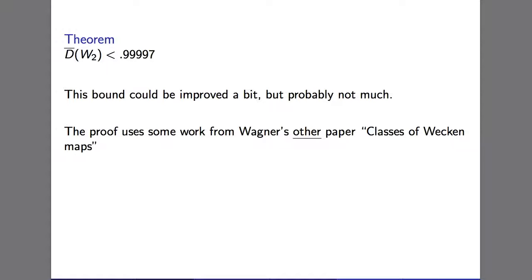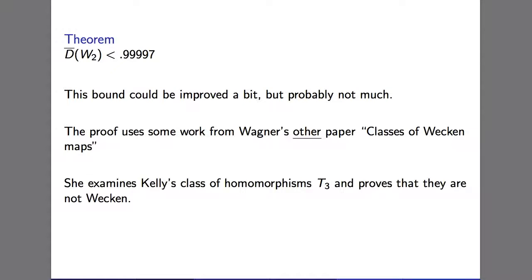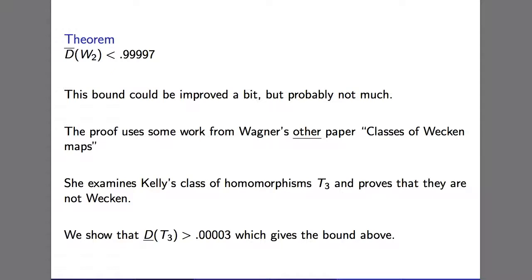Our proof used some work from Wagner's other paper. It's a little known fact that Wagner wrote 2 papers, and the other one has to do with the Bestvina-Handel property. She looked at a class of homomorphisms that Mike defined called T3. Do you remember what T3 is? No. I don't really either, but it's a very specific class of homomorphisms called T3, and Wagner proved that everything in this class is not Bestvina-Handel. And that class, it's not hard actually to compute the density. The density is greater than this very small number, which gives this bound above here.